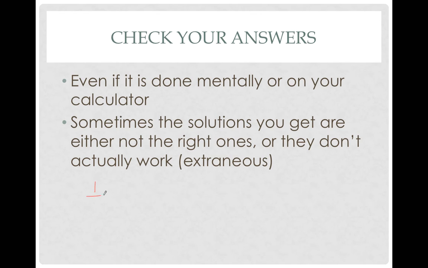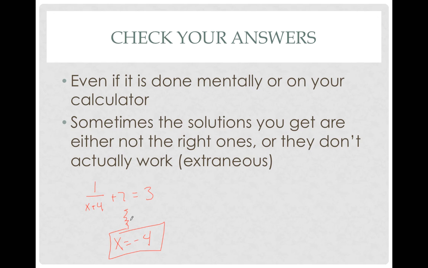So let's say you get something like 1 over x plus 4 plus 7 equals 3. Now this is not the answer to this problem. If it is, I'd be shocked. Let's say you do all of your work and you get down to x equals negative 4 and you just box your answer and you move on.